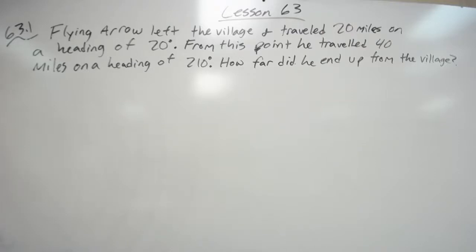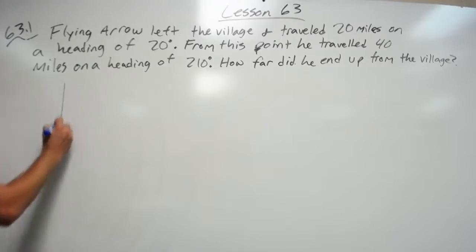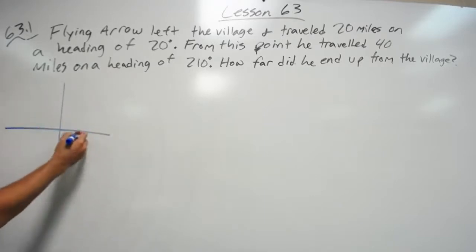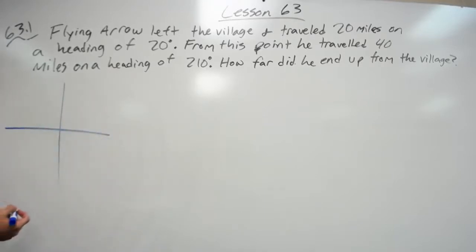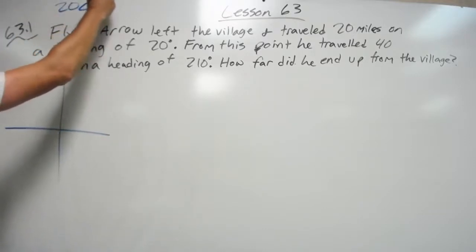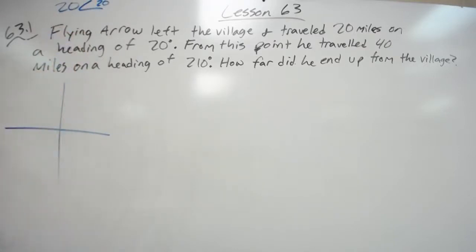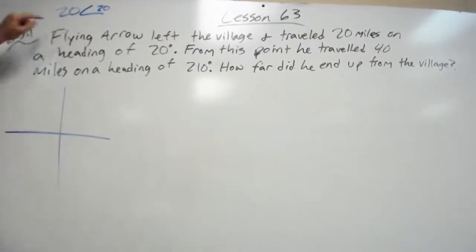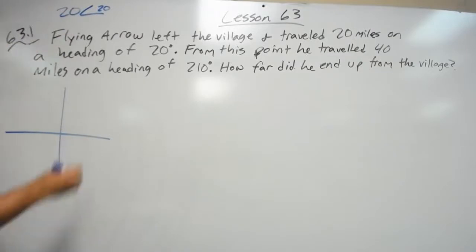How we solve for these, if you remember polar coordinates, I'm going to go ahead and draw a little graph here just to show you what it would look like, because that's how you solve for these addition of vectors. It says he traveled 20 miles on a heading of 20 degrees. So many of y'all remember kind of what that looks like. 20 miles at 20 degrees.